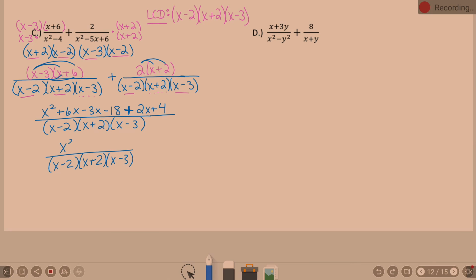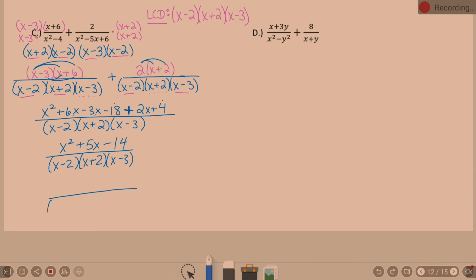There's an x squared. What do we have in the way of x's? 6x minus 3x is 3x, plus 2x is 5x. Plus 5x. And negative 18 plus 4 is negative 14. There's a chance for simplifying, so what do I need to do? x plus 7 and x minus 2. Yep. Almost there, guys.